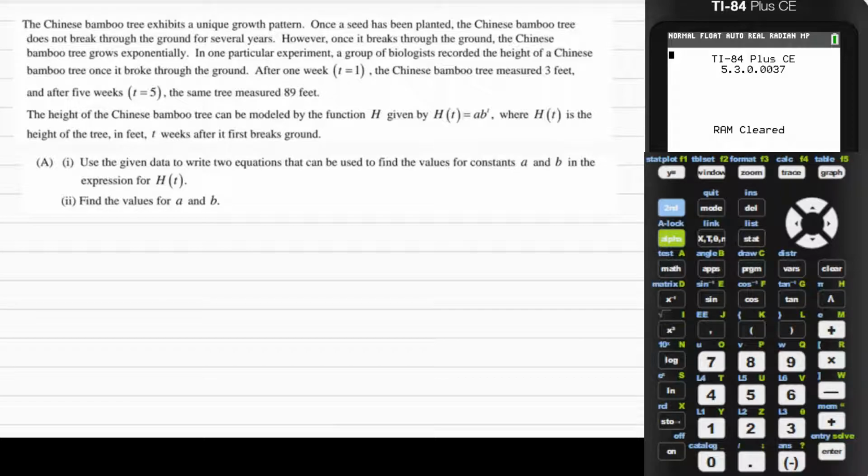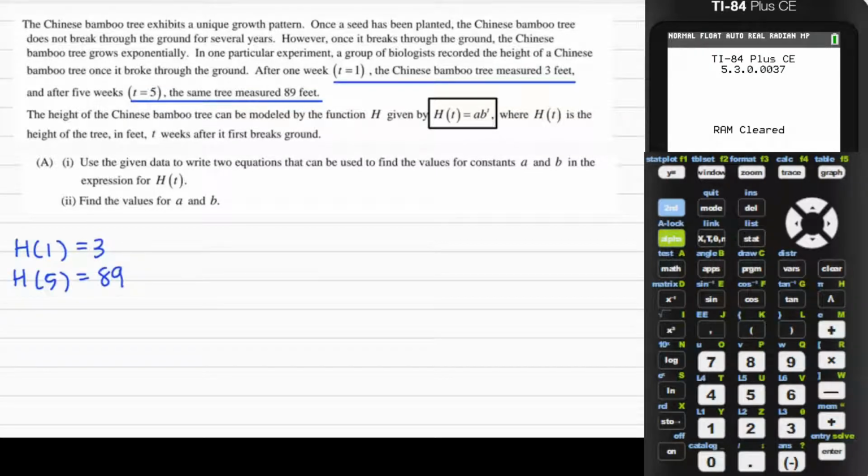I think the first important thing to notice is what type of model they're getting at. And so that's h of t equals a times b to the t. That's an exponential model. Okay, and then we're going to pull out the 2 data points. So the first thing I see is after 1 week, the height of the bamboo tree is 3. So I'm going to look at that and say, all right, that means that h of 1 equals 3. And then the next one is at t equals 5, the bamboo tree is 89 feet tall. So I'm going to say h of 5 equals 89.